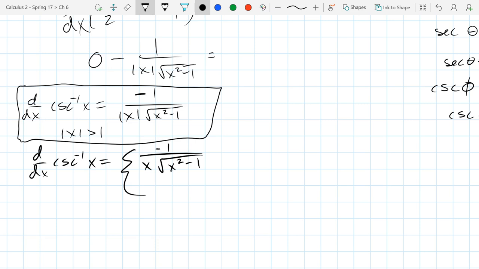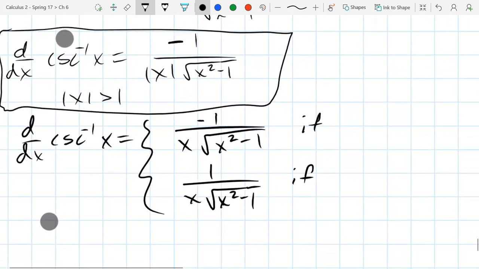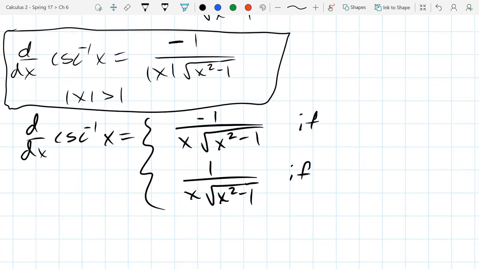And the second version is negative this, which actually looks like positive 1 over x square root x squared minus 1. So I didn't do anything other than rewrite it without the absolute value sign. The first one, I just erased the absolute value sign around x. And the second one, technically I made it negative. It already had a negative sign, so I canceled that negative sign out.